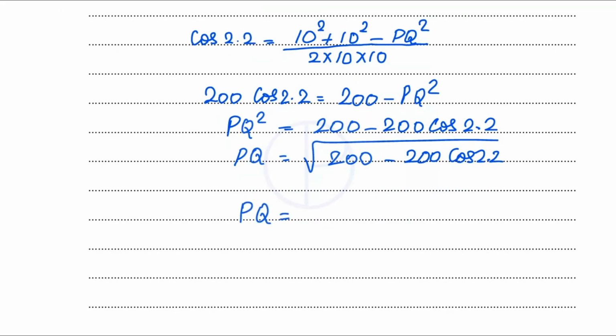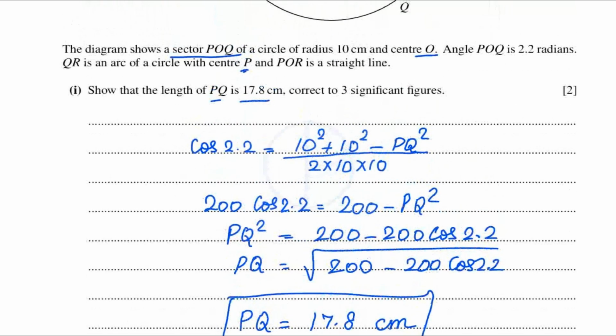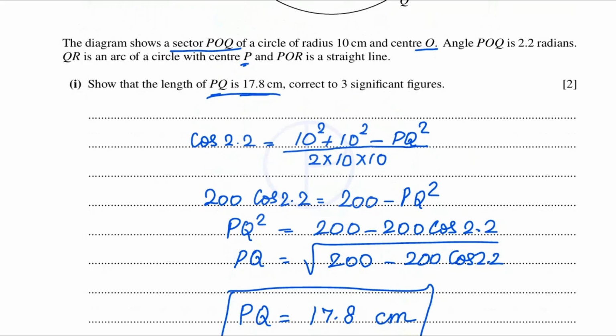On simplifying this, we get square root of 317.7, and which is 17.8 corrected to 3 SF. So hence we proved PQ is 17.8.